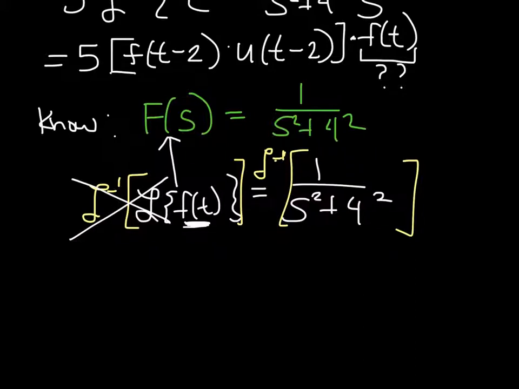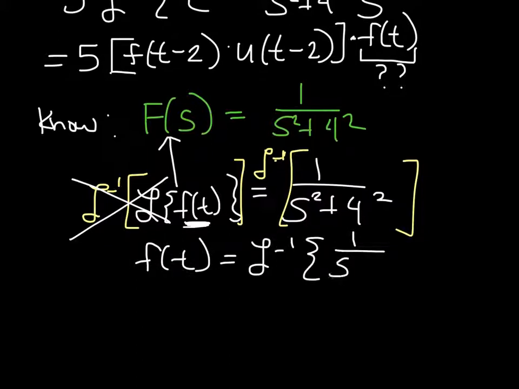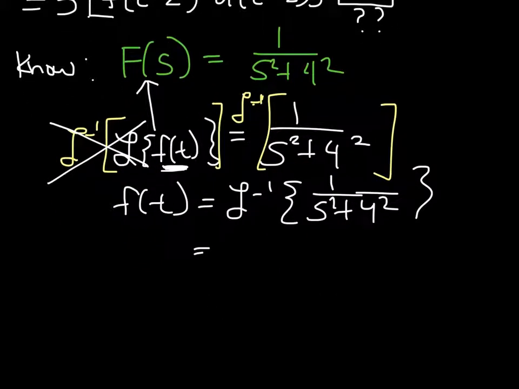Because these are inverse operators, I get my f of t, which is the Laplace inverse of 1 over s squared plus 4 squared. From sections 4.1 and 4.2, you've been finding inverse transforms, or hopefully you've had practice with them. This one looks like our sine function, sine kt. If you look at the table, this guy is really k.